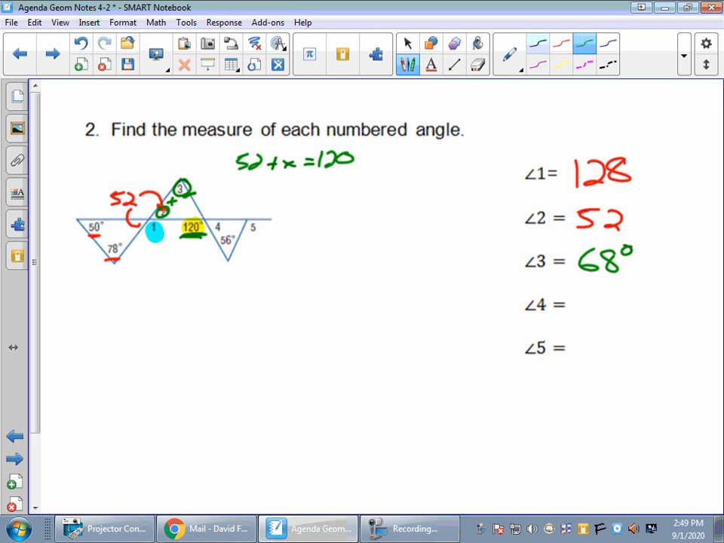Angle 4. The easiest way for me to do angle 4 is to know that it's a linear pair with the 120 to give me 60 degrees, because they have to equal 180 as a straight line. And then for angle 5, I can add up angle 4 and the 56, because they would be remote interior angles. And it would be 60 plus 56 equals 116 degrees. So there are a bunch of different ways to do that using the theorems that we discussed today.